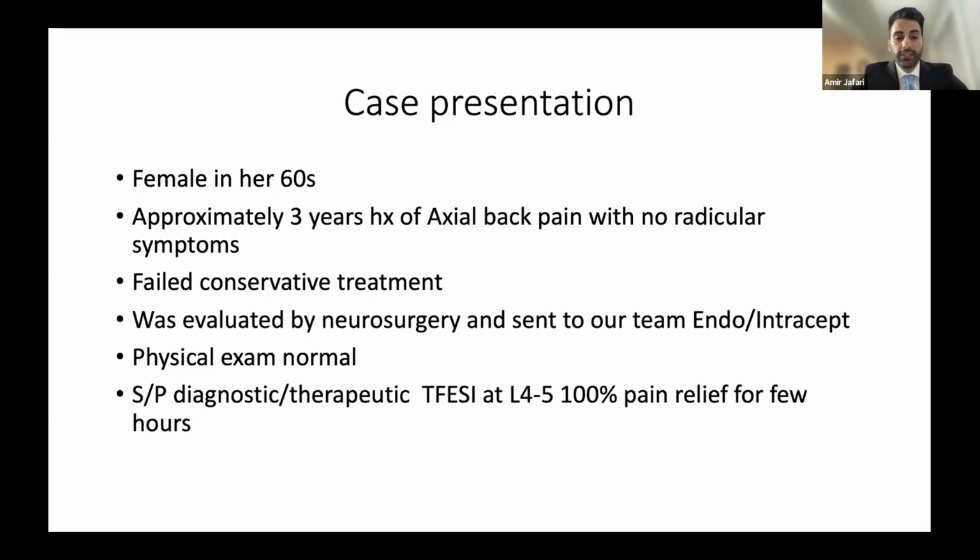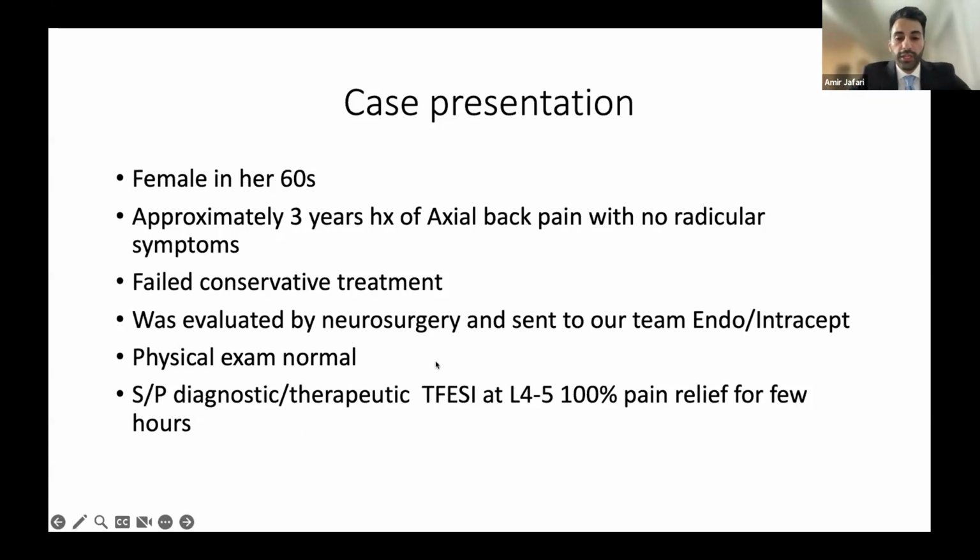This patient had only axial back pain, so she had failed conservative therapy and medication management. She was evaluated by neurosurgery, and the neurosurgeon sent her to me to evaluate her for endoscopic decompression versus an Intercept procedure, and also other diagnostic blocks and steroid injections. On the first visit evaluation, physical exam was completely normal, straight leg raise negative, strength 5 out of 5 all around. No numbness, no tingling, just severe back pain going across the back.